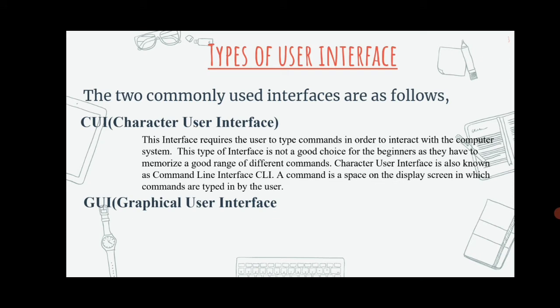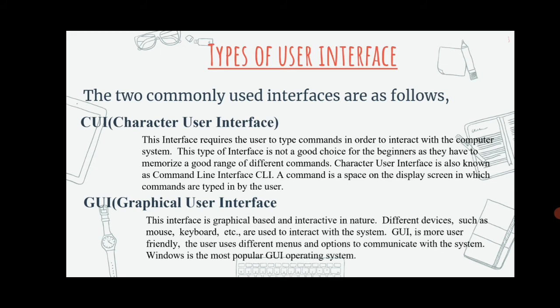Second one is GUI, graphical user interface. This interface is graphical based and interactive in nature. Different devices such as mouse, keyboard, etc. are used to interact with the system. GUI is more user friendly. The user uses different menus and options to communicate with the system. Windows is the most popular GUI operating system.